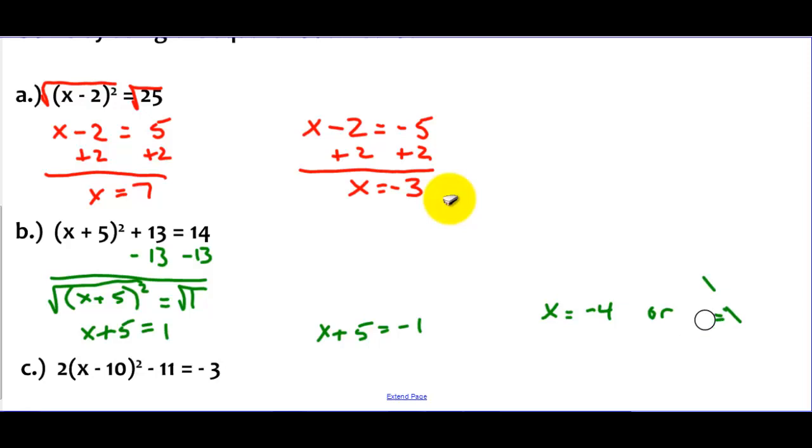So it's the same basic idea. As we did with the absolute values, you're just going to have to do it with the squares and square roots now.